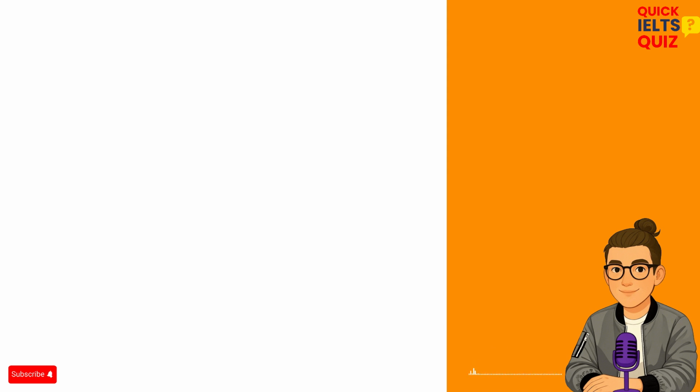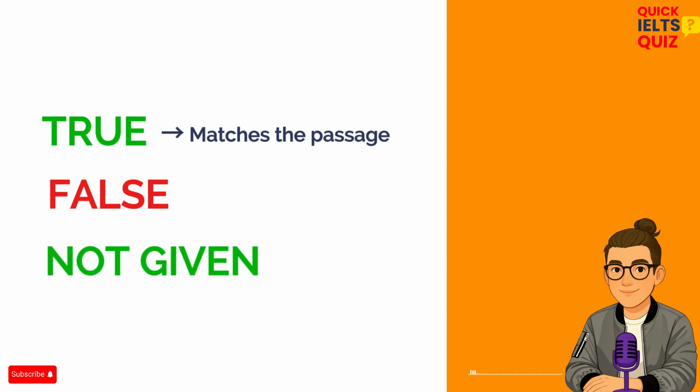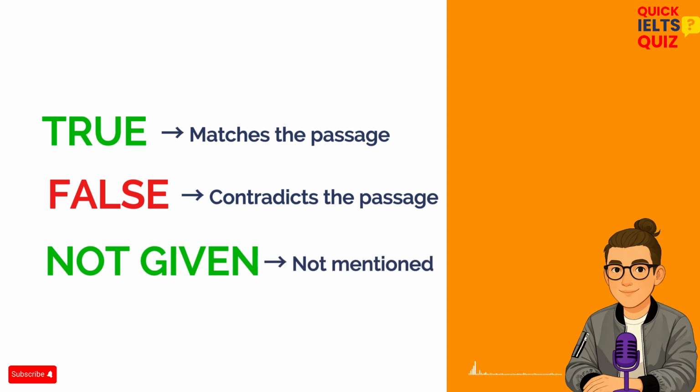Here's how this practice works. You'll read a short passage, then answer 10 questions using true, false, or not given. True means the statement agrees with the passage. False means it contradicts the passage. Not given means the information is not mentioned. I'll give you 5 seconds to think for each question before revealing the answer and showing you how to find it in the text.